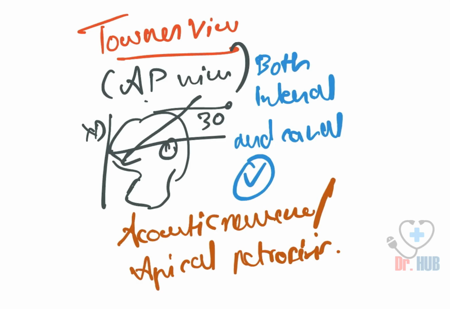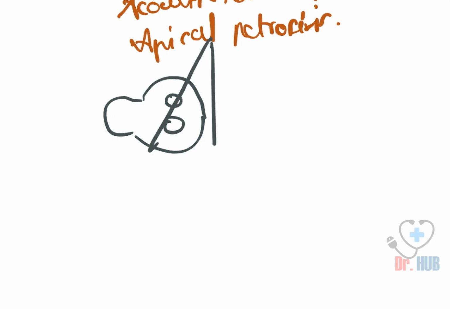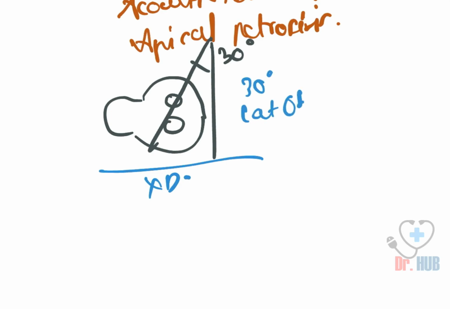Next, we look at the Schuller's view. So here, this is a skull, and the angle formed here is again 30 degrees. This is the X-ray detector. So it is the 30 degrees lateral oblique position.